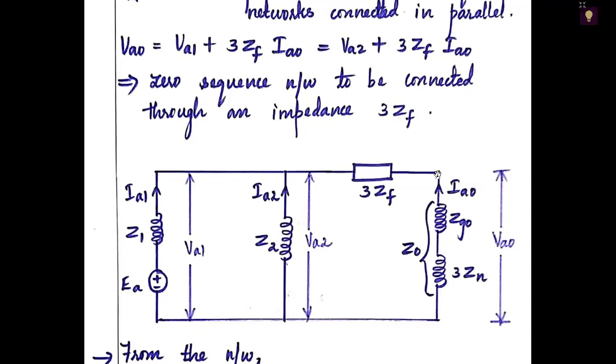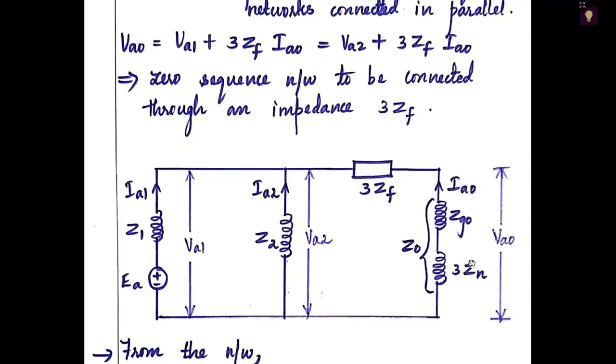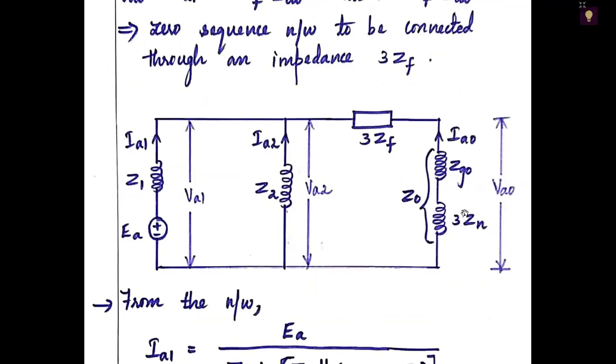So we can say VA0 is at a higher potential. So VA0 is equal to VA2 plus the drop across this one. What is the current flow through this 3ZF? It is IA0. So what is the voltage across this 3ZF? 3ZF into IA0. So VA0 is equal to VA2 plus 3ZF into IA0. Okay, so thus we have drawn the combined sequence network.